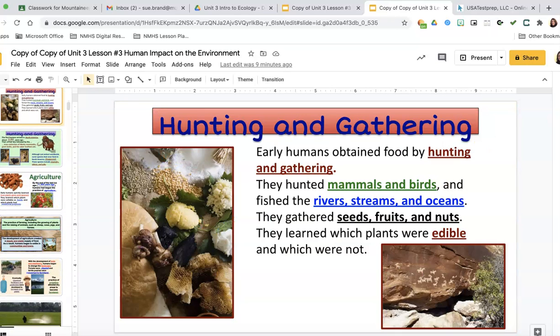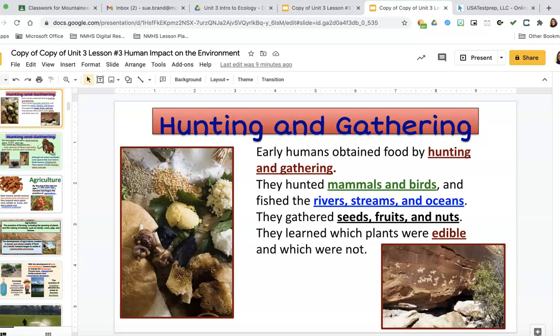So let's talk about hunting and gathering. So early humans obtained food by hunting and gathering. They hunted mammals and birds, fish from rivers, streams, and oceans. They gathered seeds, fruits, and nuts. They learned which plants were edible and which were not.